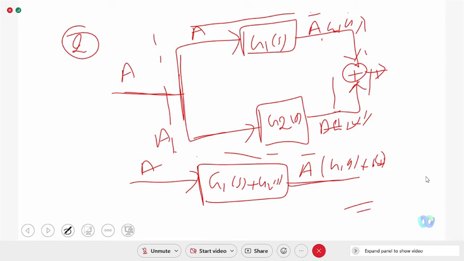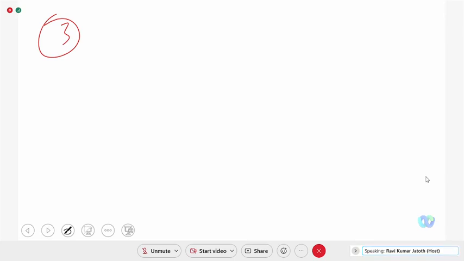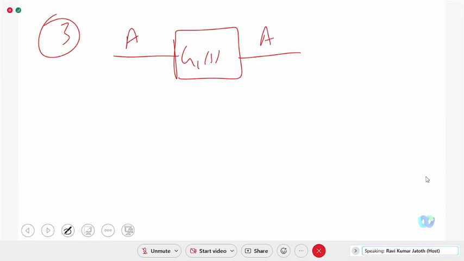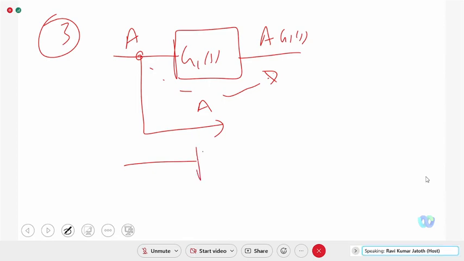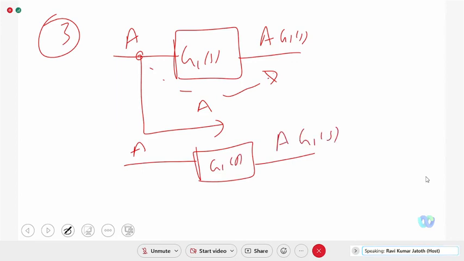Now, sometimes when you are reducing blocks into a single block, I will have a transfer function G1 of S here, and a signal A G1 of S here. There is a branch point from where the signal A is going somewhere else in the system, so here I get a signal A only. Sometimes, to reduce a big or complex block into a single block, we need to move this branch point ahead of the block. So here the signal we get is A G1 of S.